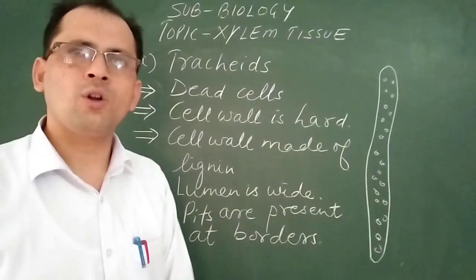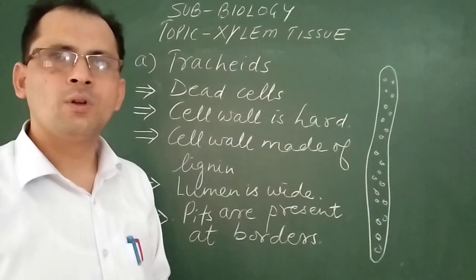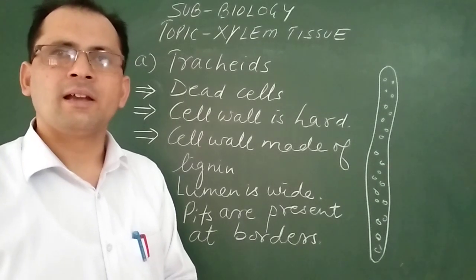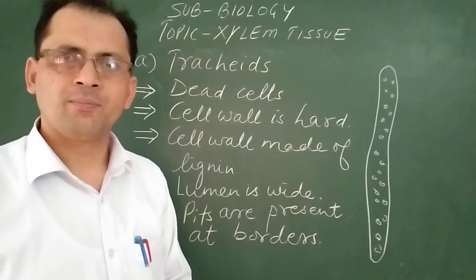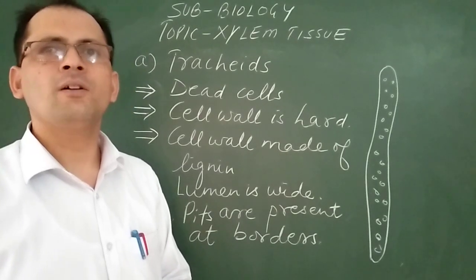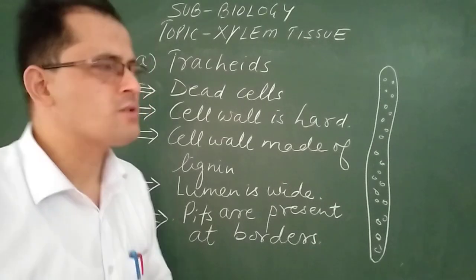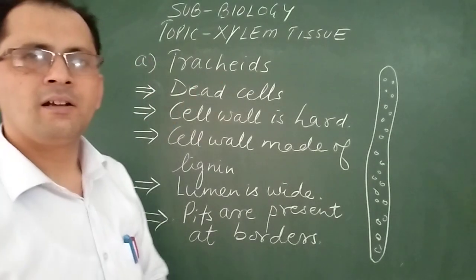So what is the role of these cells in xylem tissue? Of which chemical is the cell wall made? And what is their shape? That we will discuss one by one. So the first cell of which the xylem tissue is composed is tracheids.